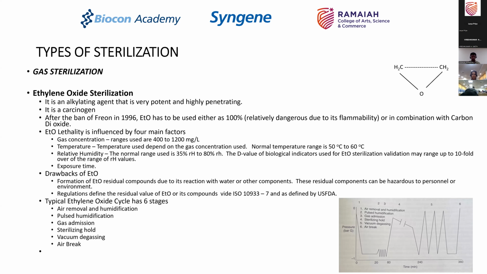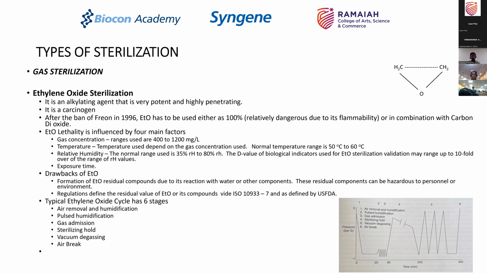What happens is that it's an alkylating agent, so it acts on the microorganisms and changes the entire pH around the microorganism cells. We know that the microorganism membranes are osmotic in nature, and then the alkylating agent has a high penetration, resulting in the change of the pH and the death of the cell. So that's how ethylene oxide works.